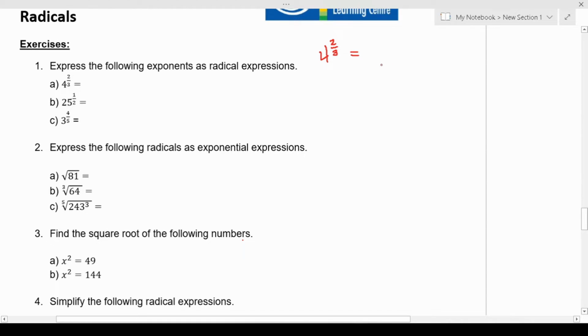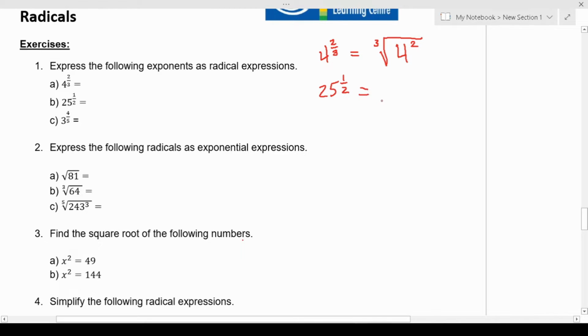So this is going to be radical. This 4 is our radicand, so that's going to be the number inside the radical. This numerator is our power, so that goes there. And this denominator is our index, so that goes there. Okay? All right, for this second one, we have 25 to the 1/2 power.